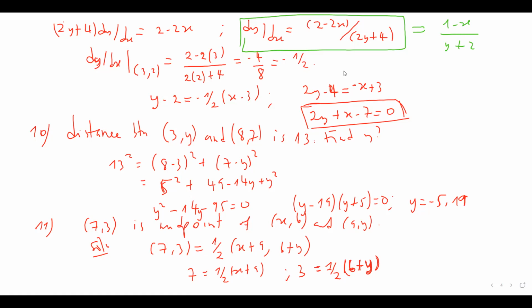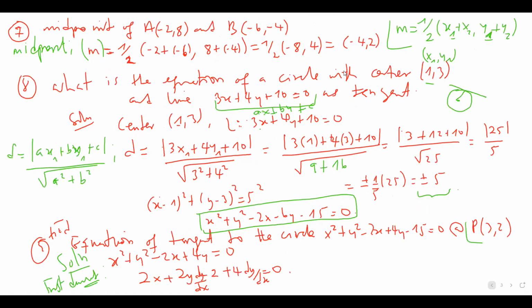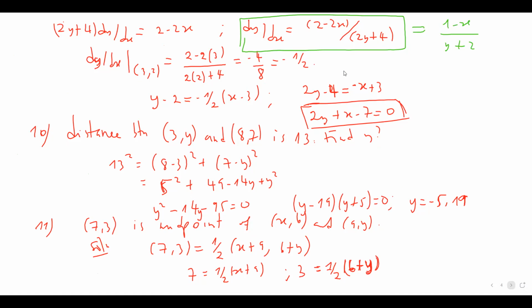So at the point that we are looking for, at the point (3, 2), now we can find the gradient. The gradient at (3, 2) is given by minus 1 over 2. Now with that, you can write the equation of the tangent through the point (3, 2). We have the point (3, 2) and the gradient minus half. You can write the equation of the line y minus 2 equals minus half times (x minus 3). And if you expand everything algebraically, you arrive finally at 2y plus x minus 7 is equal to 0.